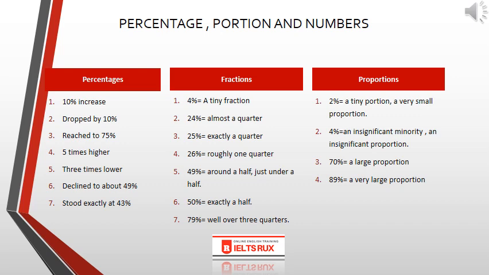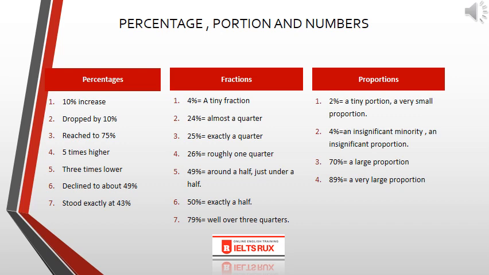As you can see over here, there are percentage, proportion and numbers. If you want to present the percentages, how you will present it in the first table, as you can see: 10% increase, the second one dropped by 10%, the third one reached 75%. If you want to show an increase or a hike, then you can use this vocab: reached 75%, 5 times higher, 3 times lower. If you are expressing the percentage, then you have to use this column: declined to about 49%, stood exactly at 43%.